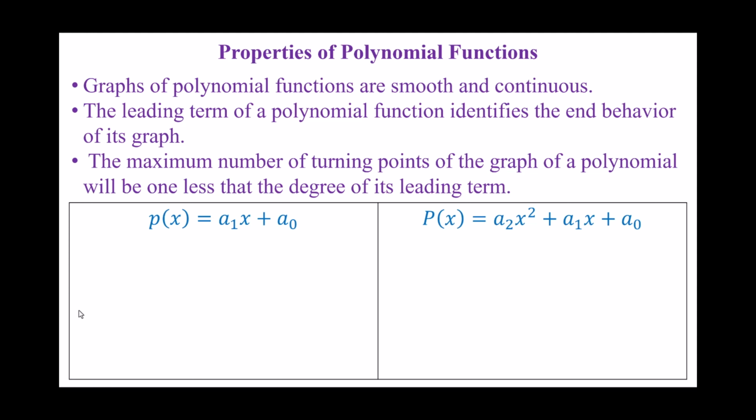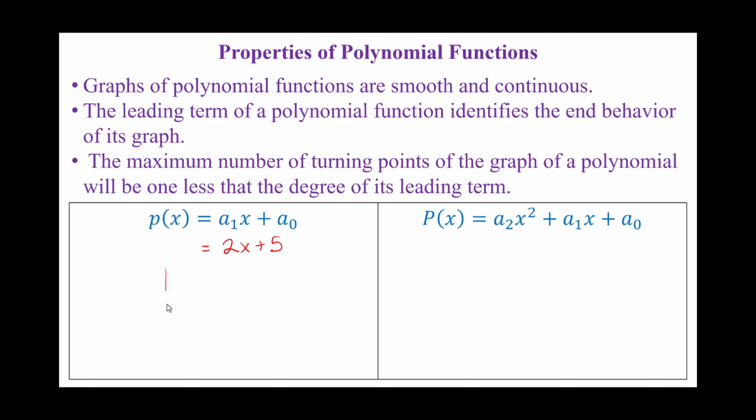The one on the left, we have p of x equals a sub 1 x plus a sub 0. So we just have some polynomial of degree 1. A sub 1 and a sub 0 could be any real numbers. Let's say we have 2x plus 5, something like that. That would be a line. A polynomial of degree 1 does make a line.